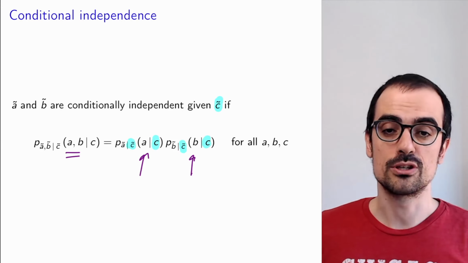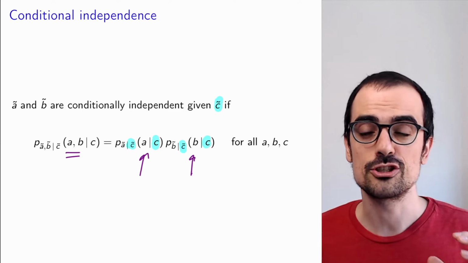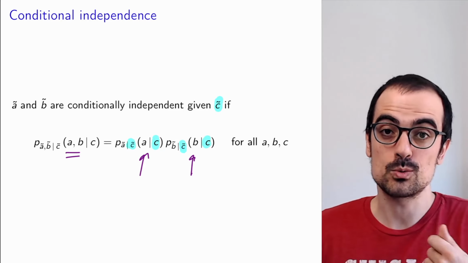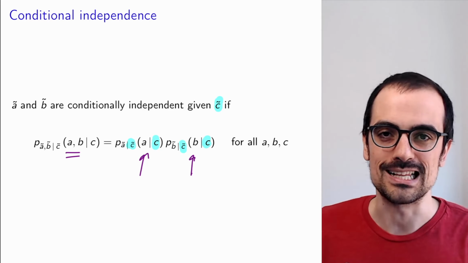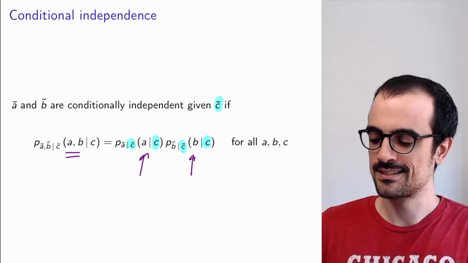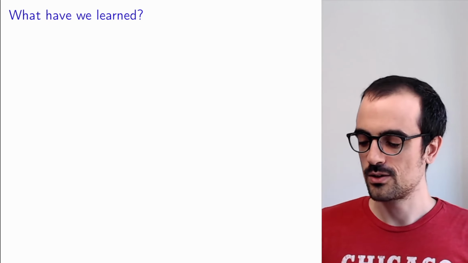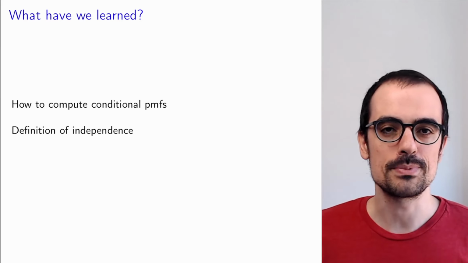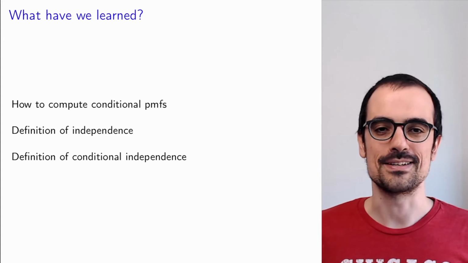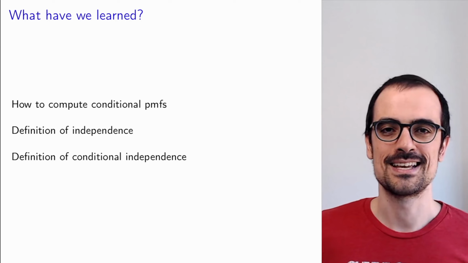Before we say what we have learned, this assumption of conditional independence is used all over the place in probabilistic modeling, as we will see, because of the curse of dimensionality, even when it doesn't really hold, as in our weather dataset. So what have we learned? We have learned how to compute conditional PMFs. We have learned the definition of independence and the definition of conditional independence. Thank you very much.